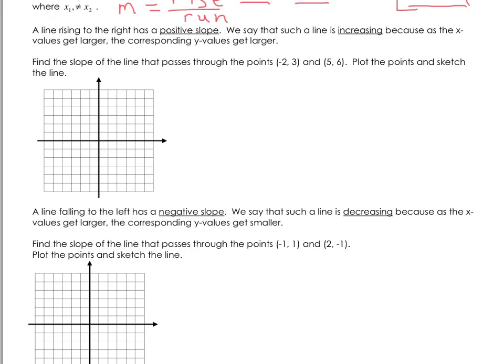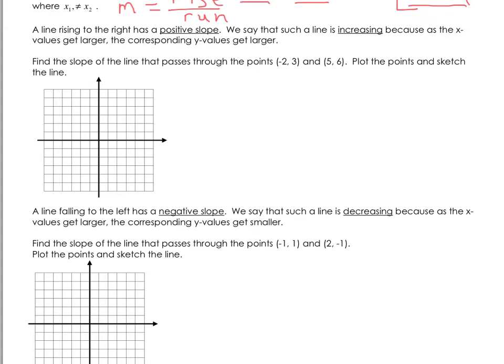So a line rising to the right has a positive slope. We say that such a line is increasing because as x values get larger, y values also get larger. So the line is increasing.